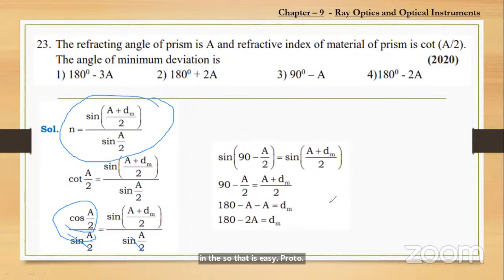So the value of the angle of minimum deviation is 180 minus 2A. Option D is right. Option D is the right answer.